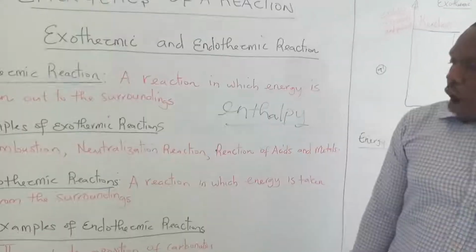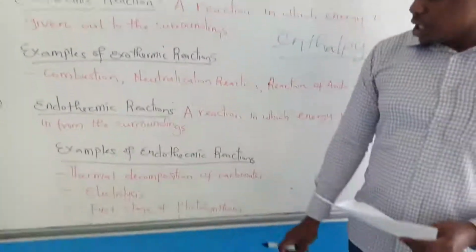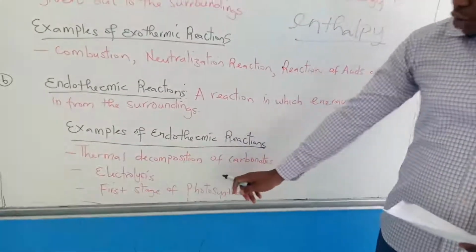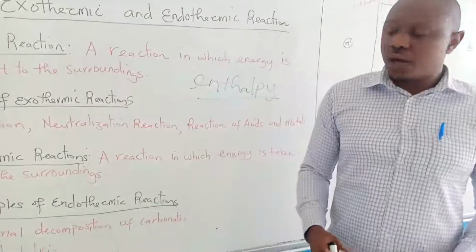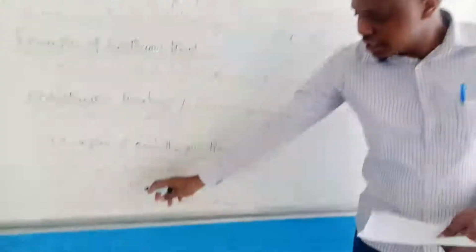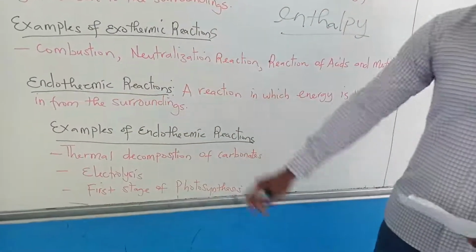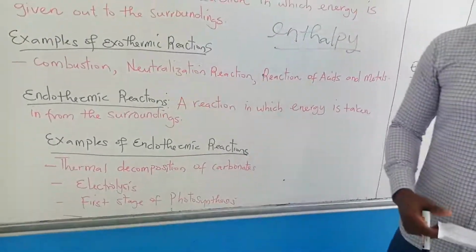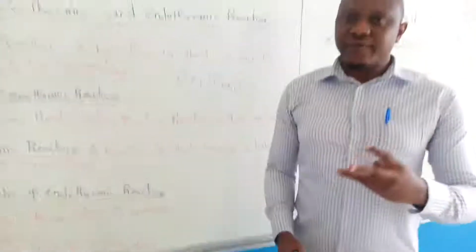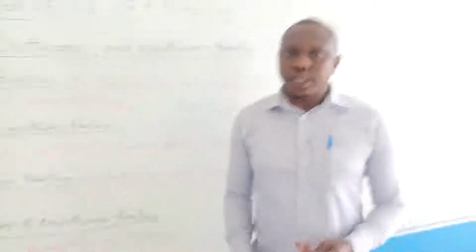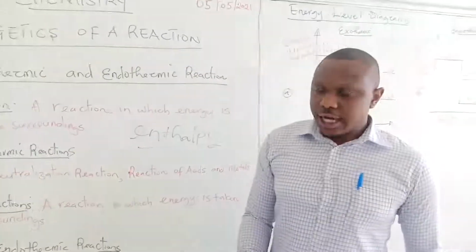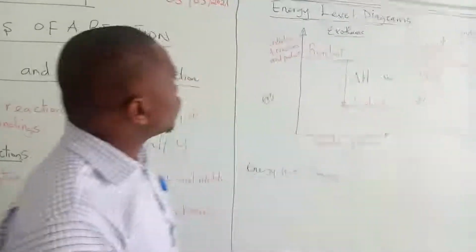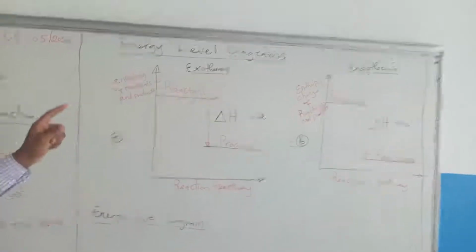And examples of endothermic reactions include thermal decomposition of carbonate. When we talk of thermal decomposition of carbonate, it simply means using heat to break down carbonate. We have electrolysis, and the third is the first stage of photosynthesis, just to name a few. When we talk of the first stage of photosynthesis, we are talking of the stage at which the leaf will absorb sunlight.